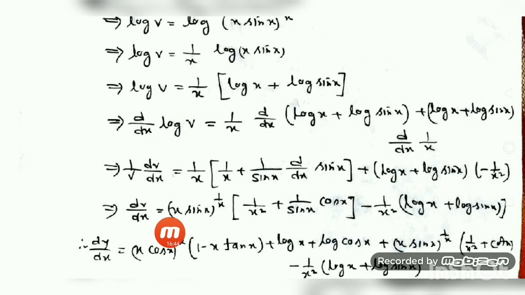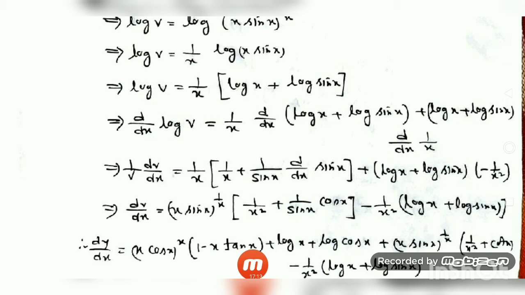One more step for simplification, I have written here. The value of v is substituted, (x sin x)^(1/x). Doing the product, we get 1/x squared times [1/x plus cos x divided by sin x, with the x factor], and plus times minus is minus, 1/x squared times (log x + log sin x). After this, I put the values of du/dx and dv/dx to get the answer.